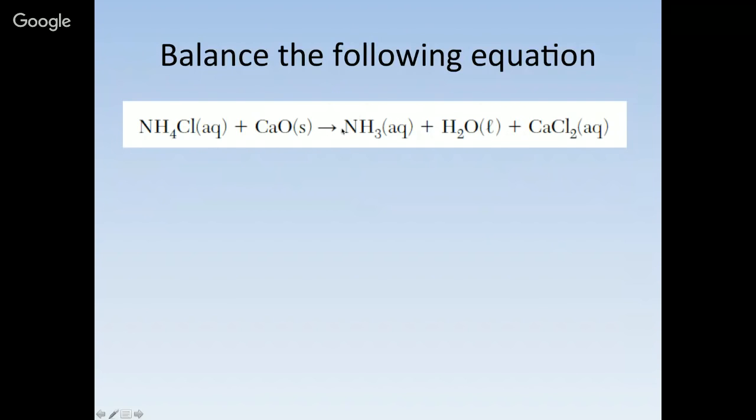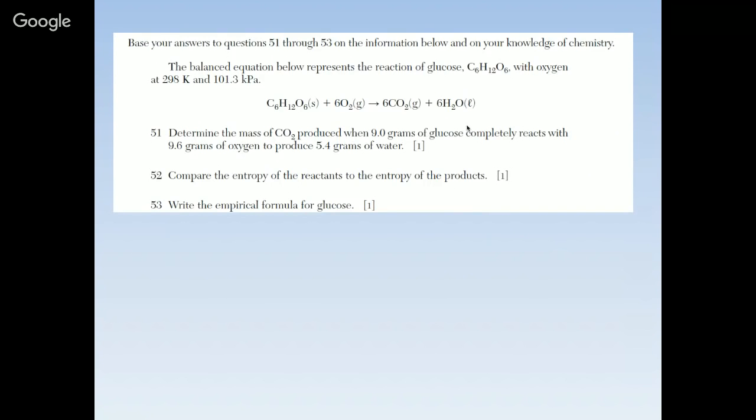And then we also have 2 nitrogens, so we can put a 2 in front over here. You would have a 2 in front here and a 2 in front here, and then the rest of it would be balanced. It looks really complicated when you're first looking at it, but it's not really a hard balancing equation. So the coefficients would be 2, 1, 2, 1, 1.